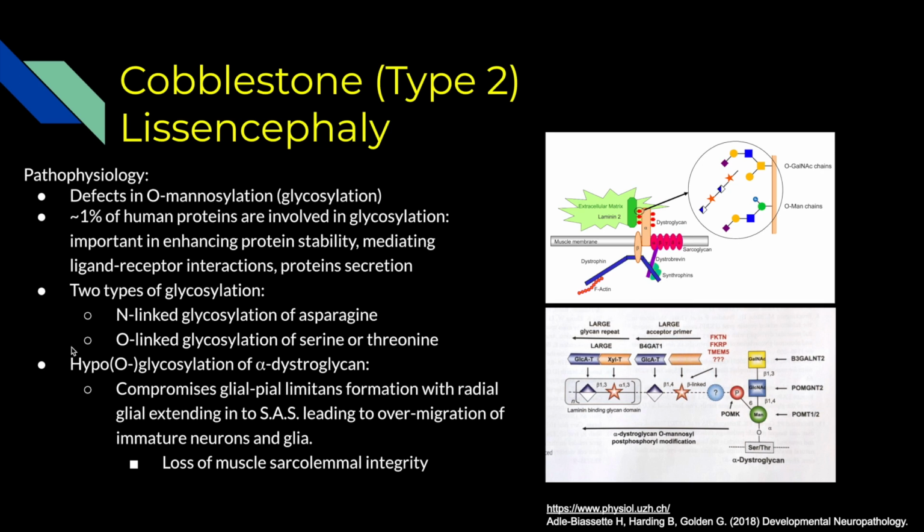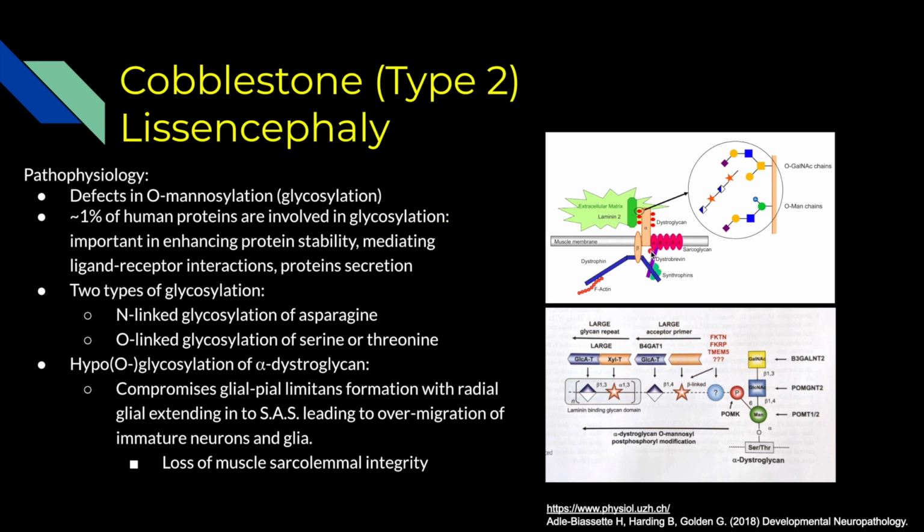that's important in forming the glial pial limitans, that outer boundary of where the pia meets the edge of the cortex. And so when that happens, you have these defects in your glial pial limitans, which leads to improper alignment of the radial glial cells, and as we'll see, over-migration into the subarachnoid space of the migrating neurons and glial cells.